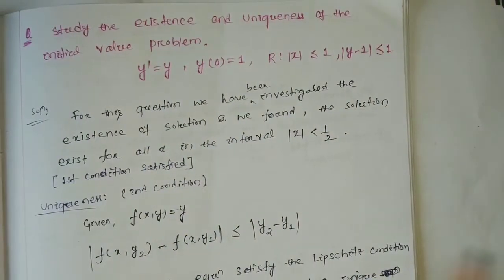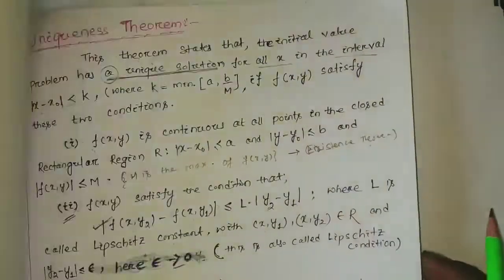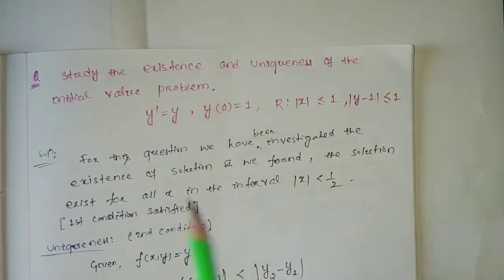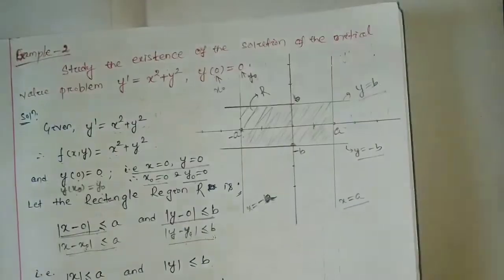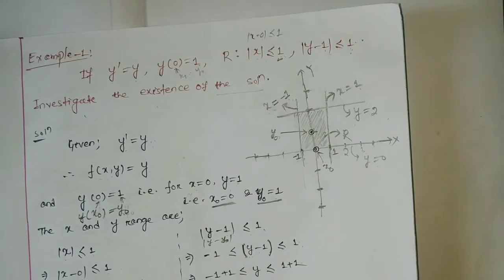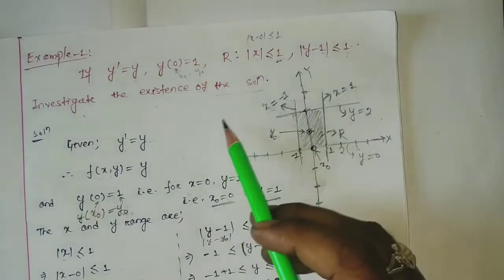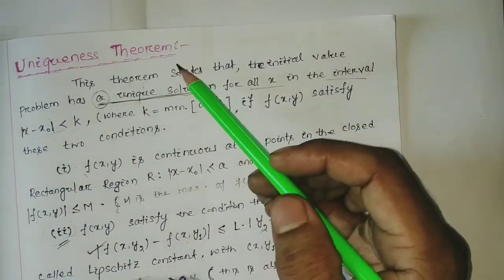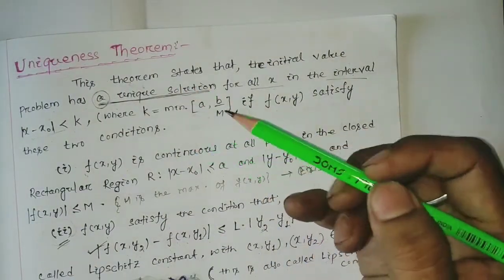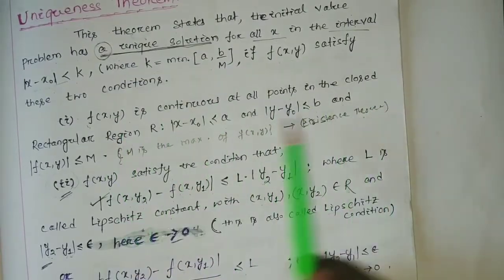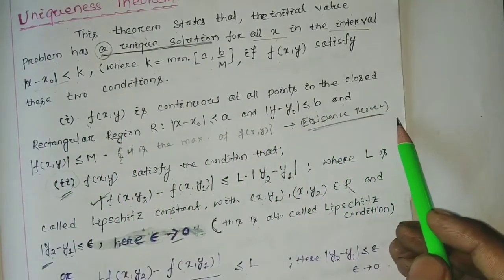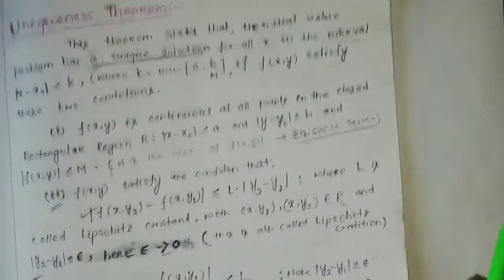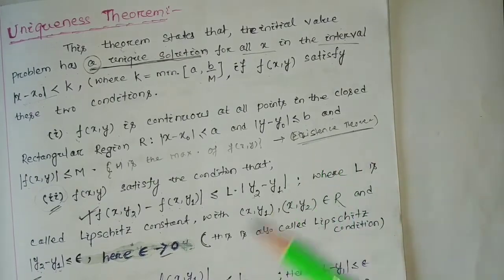This will make clear whatever we have discussed theoretically. This is the first question, and we already did this question when we discussed the existence theorem. Here, the uniqueness theorem has to satisfy two conditions. The first condition is nothing but the existence theorem, and the second condition is the Lipschitz condition.